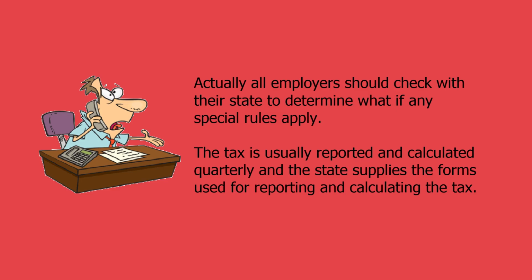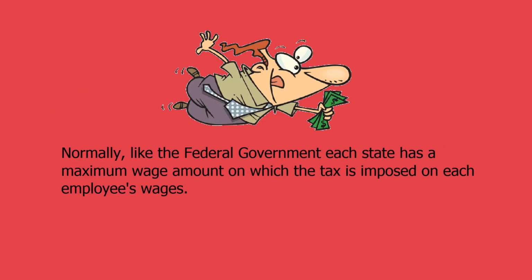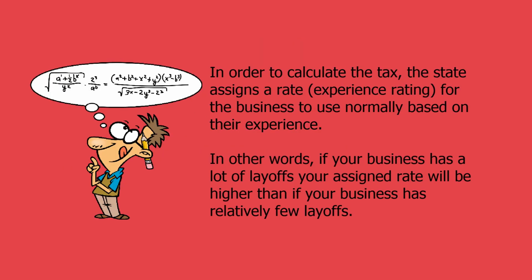The tax is usually reported and calculated quarterly, and the state supplies the forms used for reporting and calculating the tax. Normally, like the federal government, each state has a maximum wage amount on which the tax is imposed on each employee's wages. In order to calculate the tax, the state assigns a rate, an experience rating, for the business to use, normally based on their experience. In other words, if your business has a lot of layoffs, your assigned rate will be higher than if your business has relatively few layoffs.